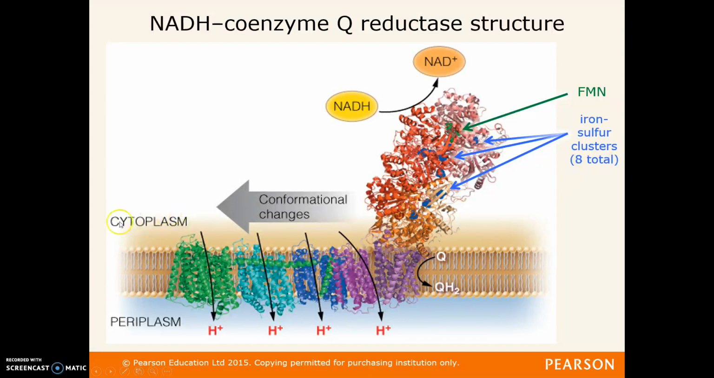Okay, here this is referring to cytoplasm and periplasm, which is a representation of how we label it in bacteria. In mitochondria, we would refer to the cytoplasm as the matrix and the periplasm as the inner membrane space.